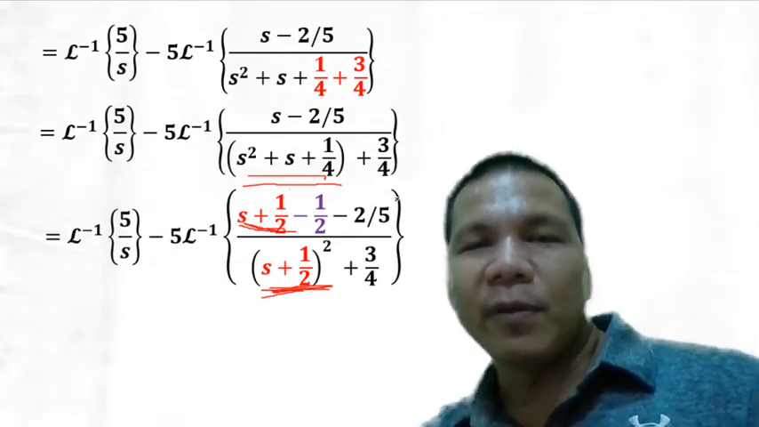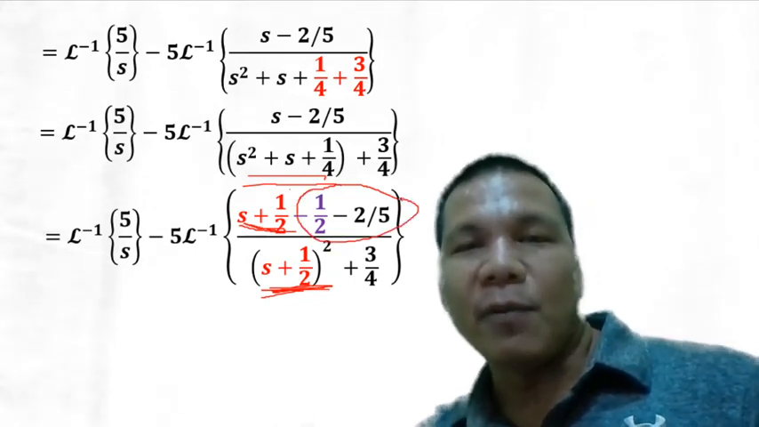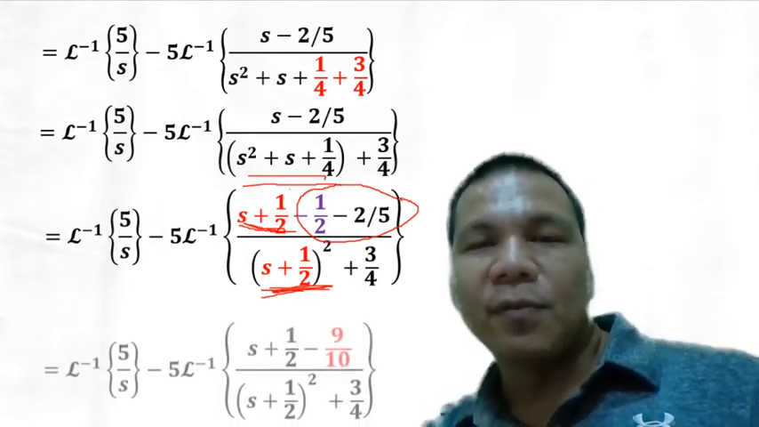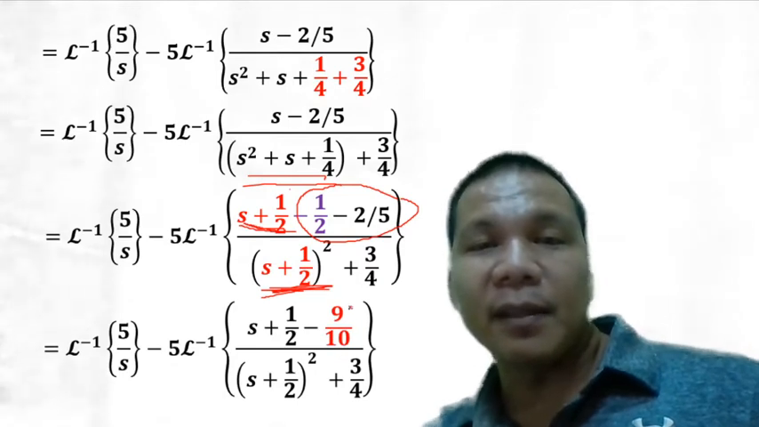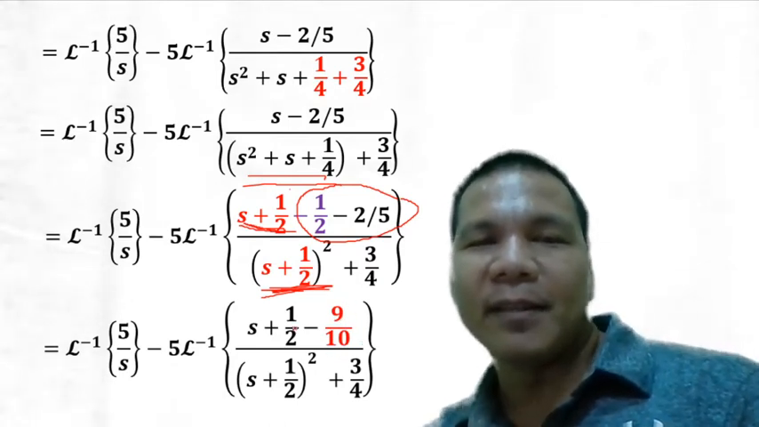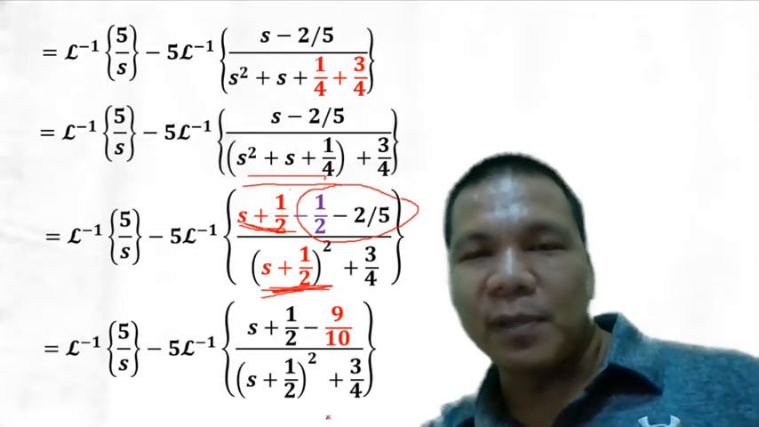So what we are going to do next is to simplify this one because they will be split later on. So you need to simplify it now. So what is the simplified form? That's negative 9 over 10. All right. Now, after simplifying, we are now ready to split the fraction.